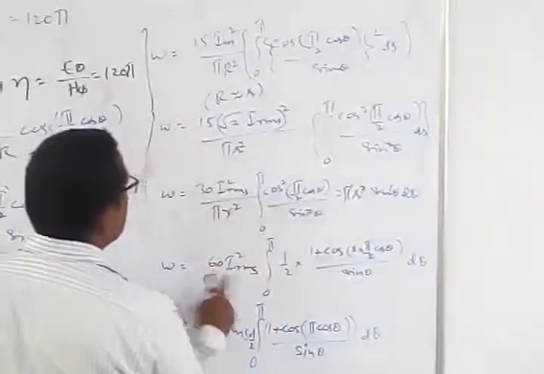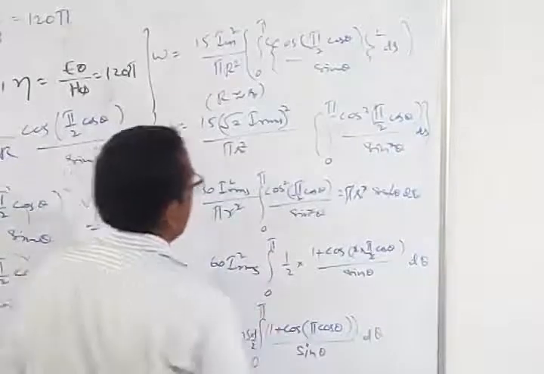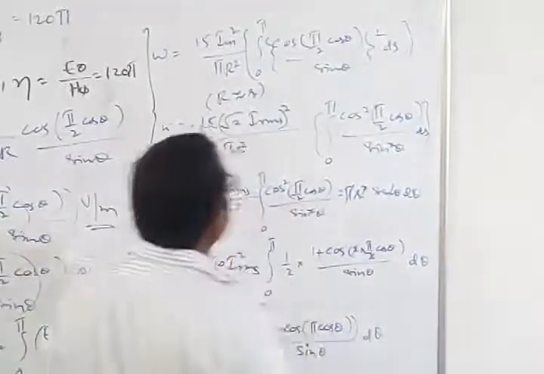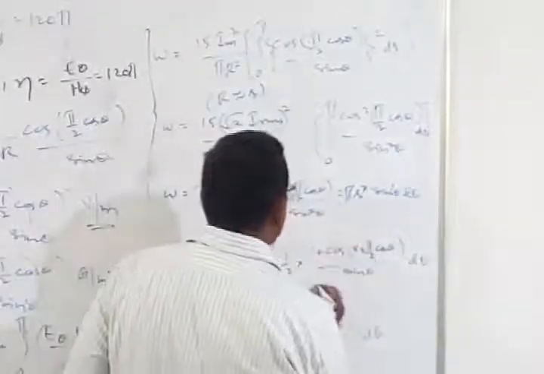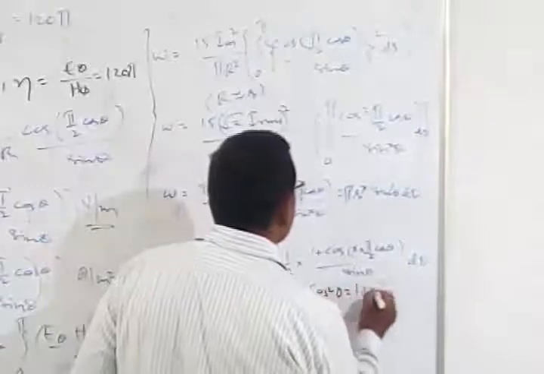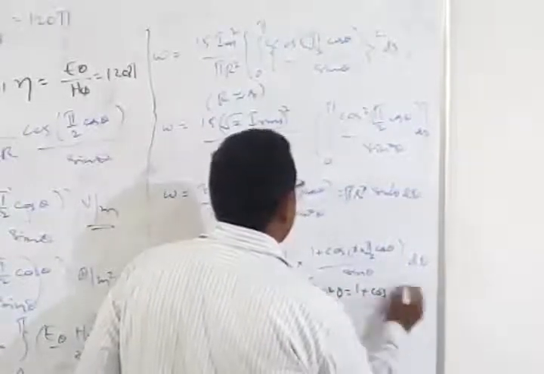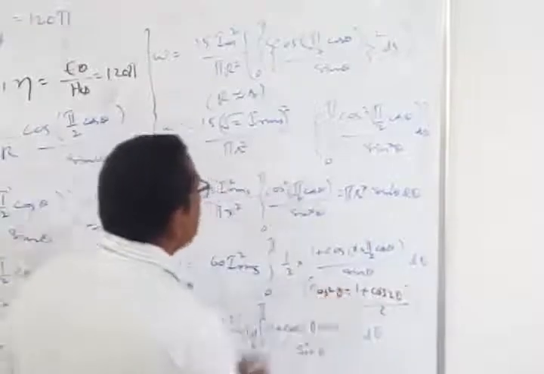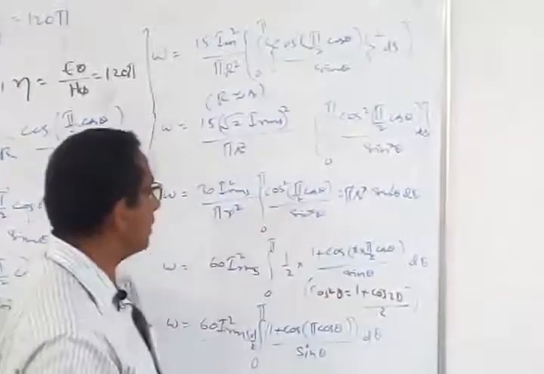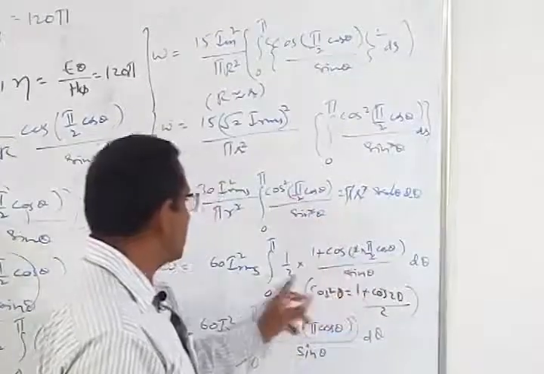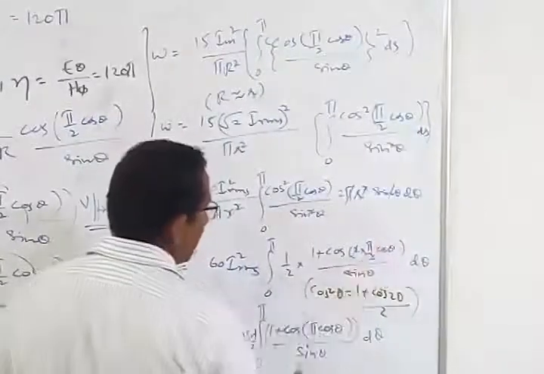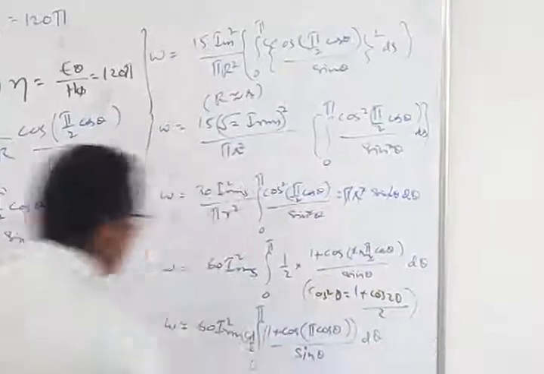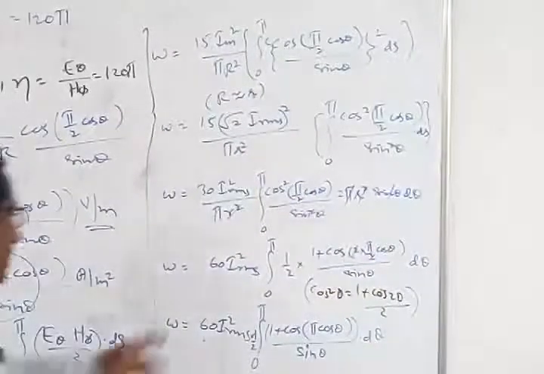I am left over with what now? It is 2 into 30, 60 IRMS square into, what I can write this? This is nothing but cos square theta. So cos square theta is equal to, what is the formula we have? Cos square theta is equal to 1 plus cos 2 theta by 2. This is the formula we have. Okay. So using this formula we expand cos square theta. So 1 plus cos 2 theta by 2, with sin theta as it is. Because of this, 2 will get cancelled inside this cos, so I will be getting cos of pi cos theta. So this is the equation finally we are going to get for the W, right?